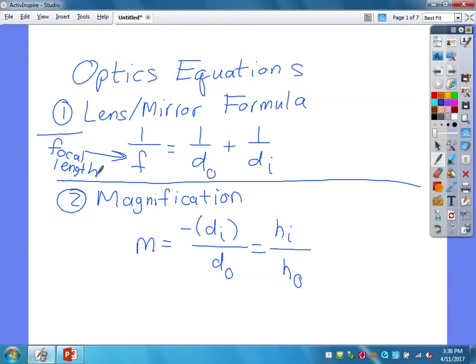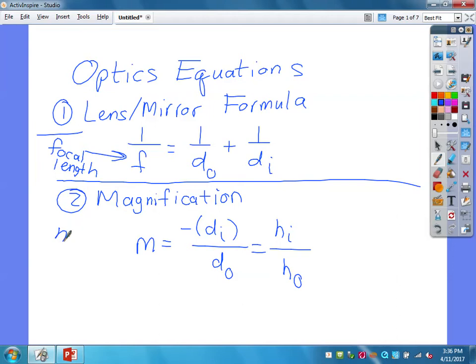Magnification, denoted as M, is equal to the opposite of whatever the image distance is. So we have that negative sign on the outside because whatever the image distance is, you're going to basically do the opposite. So if it's positive, it's going to be negative. If it's negative, it's going to be positive. Divided by the object distance will equal, there's another part of this, the image height over the object height.